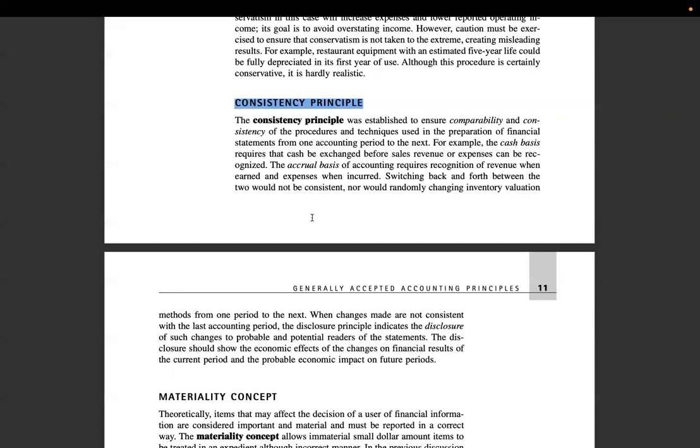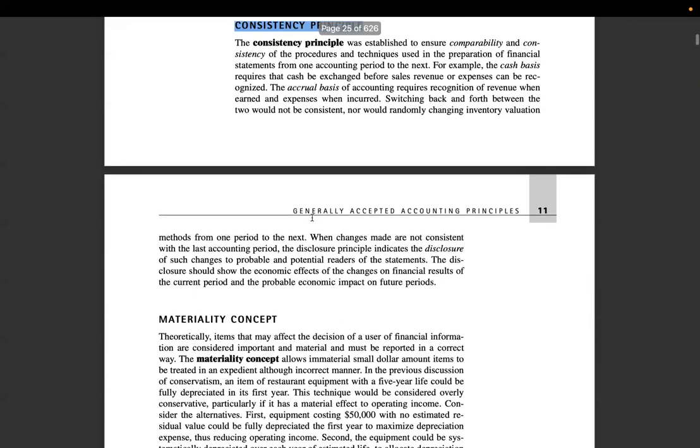The accrual basis of accounting requires recognition of revenue when earned and expenses when incurred. Switching back and forth between the two would not be consistent, nor would randomly changing inventory valuation methods from one period to the next.